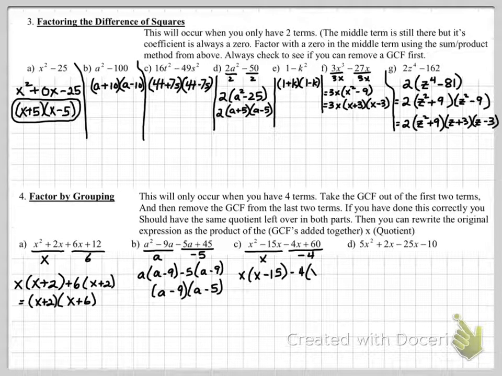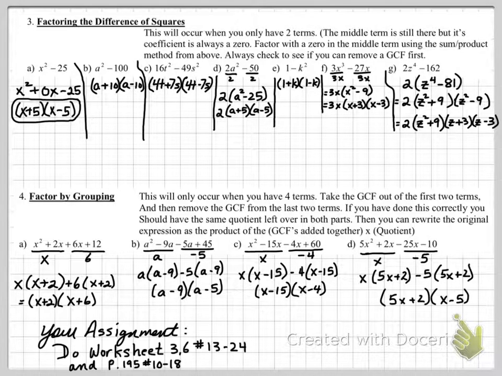Jumping ahead a little bit here, we got x out of the first 2, factoring, so that leaves us with x times x minus 15 minus 4 times x minus 15, and that's x minus 15 times x minus 4. In the last one, again, look and see what you can take out. We can factor an x out of the first 2 terms, x times 5x plus 2, and I can factor a negative 5 out of the second 2, and that's going to be 5x plus 2 times x minus 5.